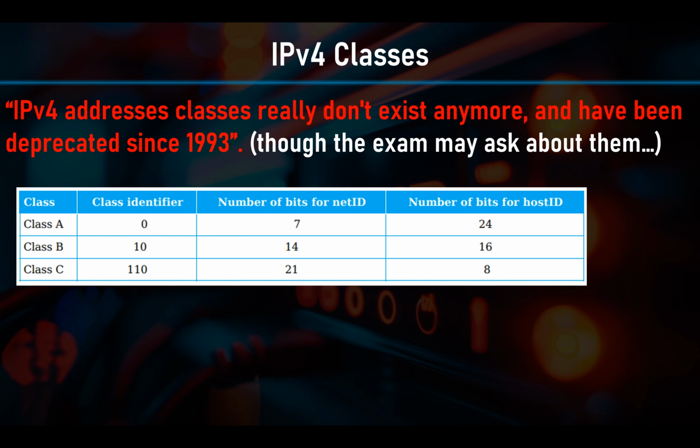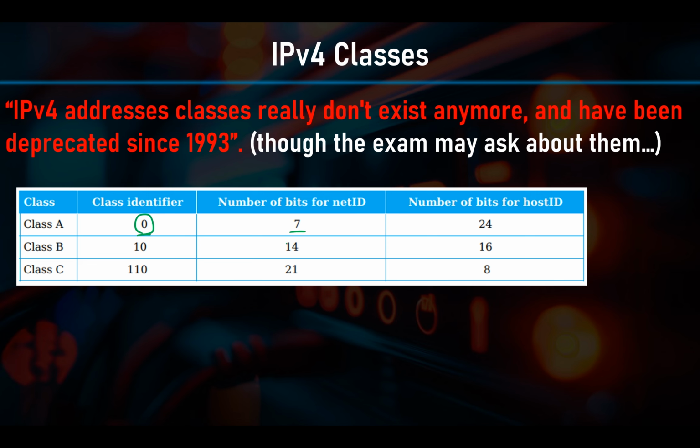So basically there are three different types of IP addresses: Class A, Class B, Class C. Now, if the IP address starts with a 0, then it's going to be in this format.